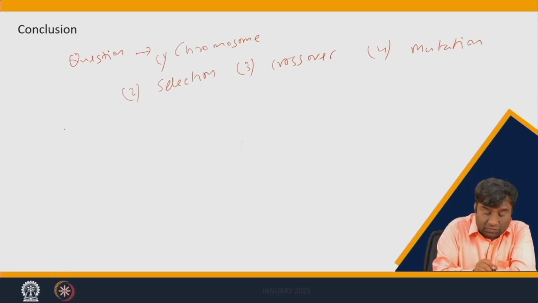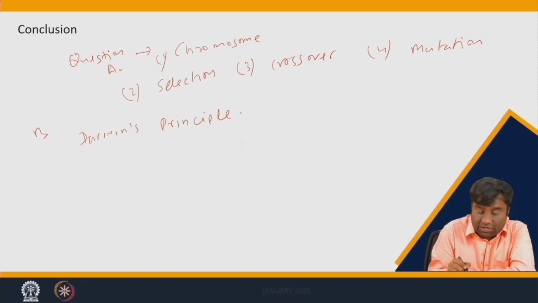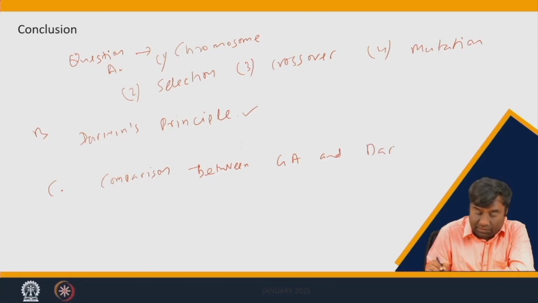Next is that try to understand the Darwin principle. So that is question number A. In question B, we try to understand the Darwin principles. And the last question is to write a comparison between genetic algorithm and the Darwin principles.